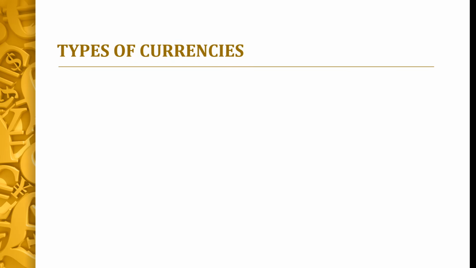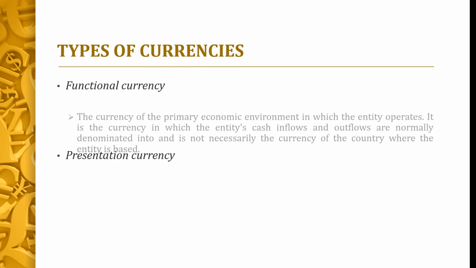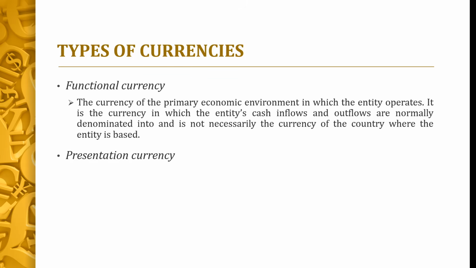According to IAS 21, there are two types of currencies, functional and presentation currency. Functional currency is defined as the currency of the primary economic environment in which the entity operates. It is the currency in which the company's cash flows are denominated into and not necessarily the currency of the country where the company is based.